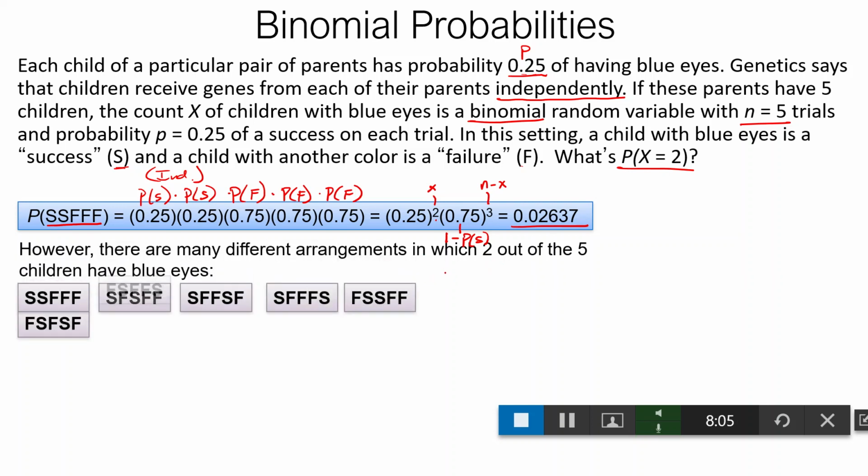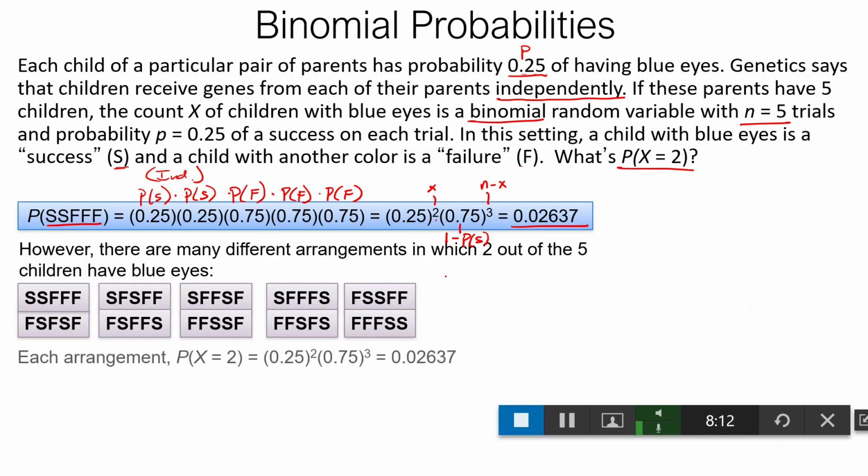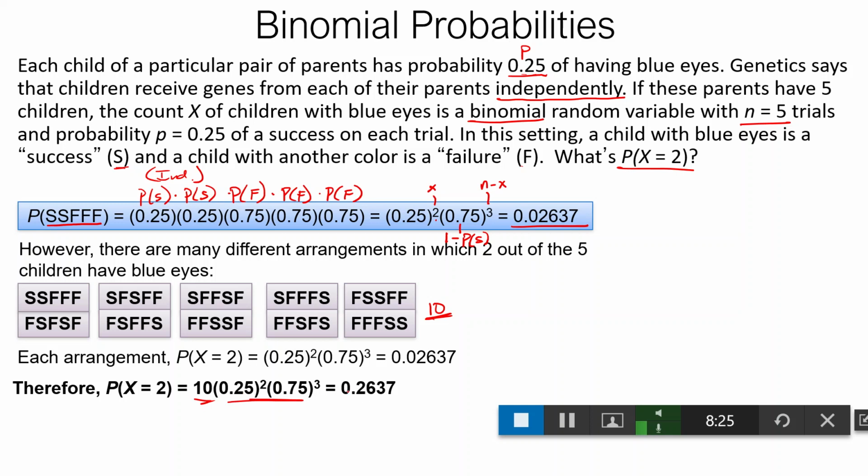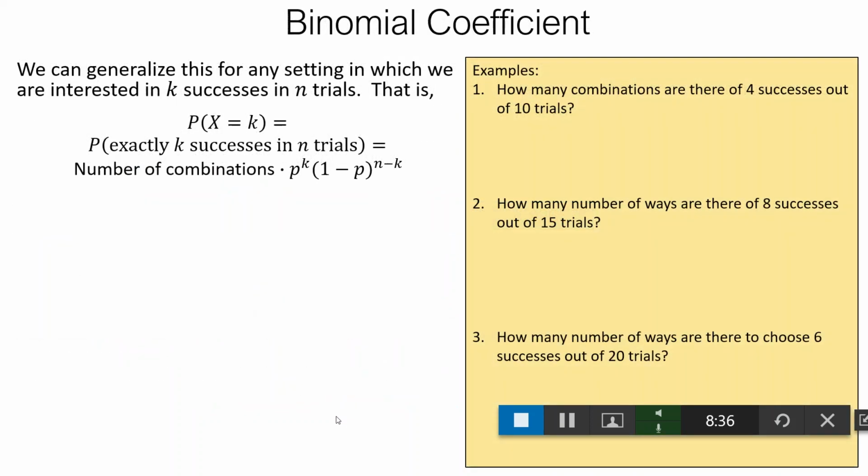But then the question comes, how do you know if you have them all listed or not? Well, we're going to have to come up with a way to count those things. It looks like we've got 10 of these. So this is the probability of one way, but we have 10 ways we can do it. So we multiply 10 times that probability, and that gets us our answer. So about 26% of the time we would have 2 kids out of those 5 kids that have blue eyes, according to this. But now the question is, where does this 10 come from?